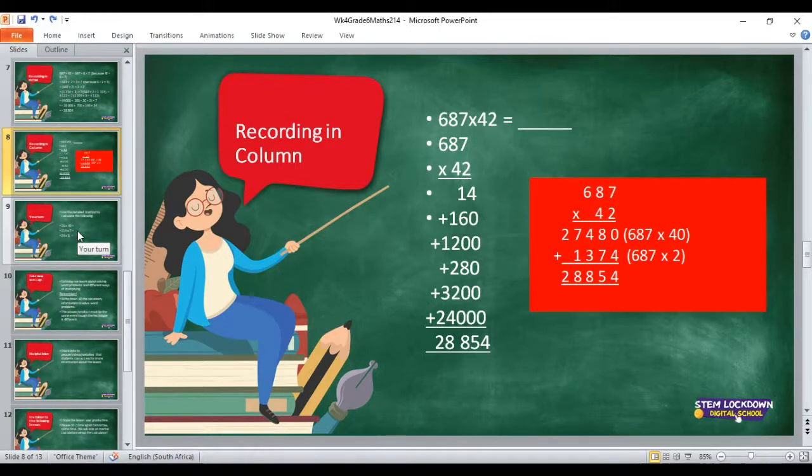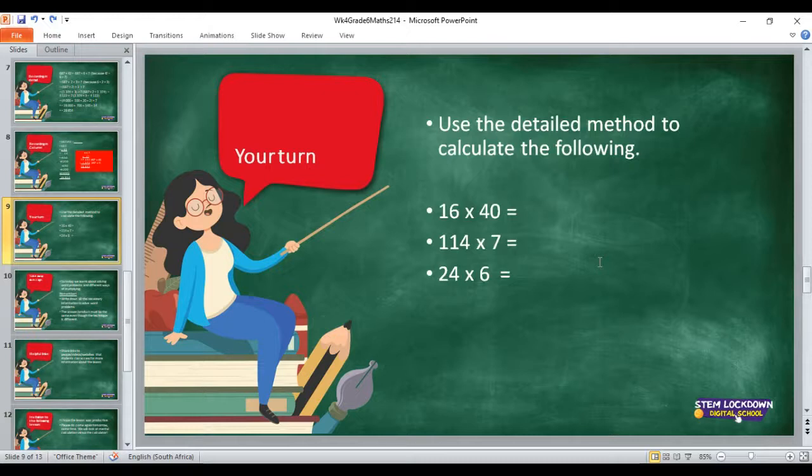All right, now let us look at our exercise. We only have 3 questions. There's only 3 questions that we're going to complete. Use the detailed method to calculate the following. So I am trusting and hoping that in your book that you're using for this online class, or in a paper that you have in front of you, you will write the detailed method. Okay. However, on our chat box, you can just write the answer.